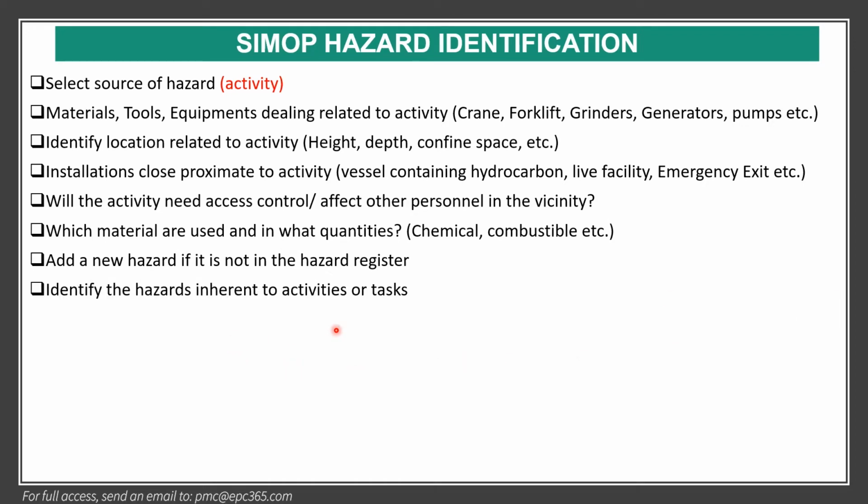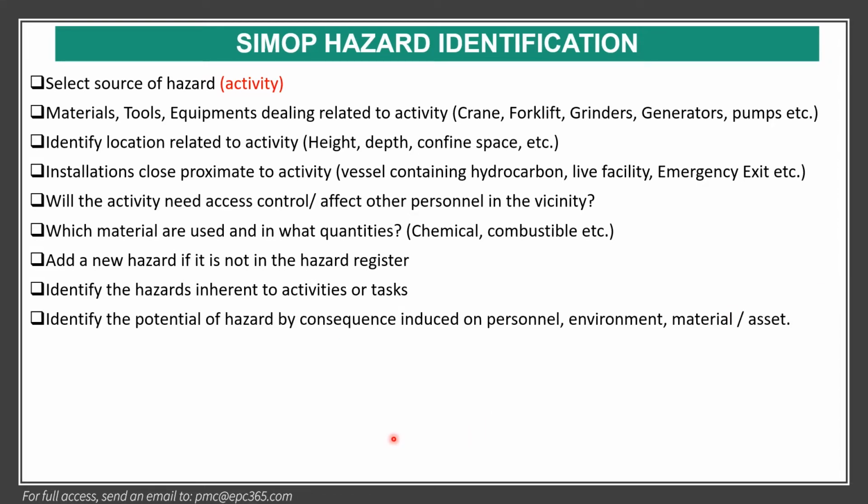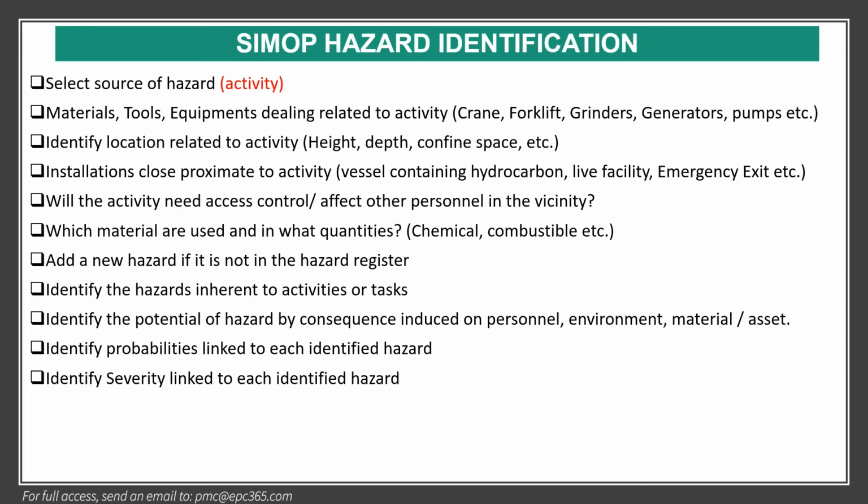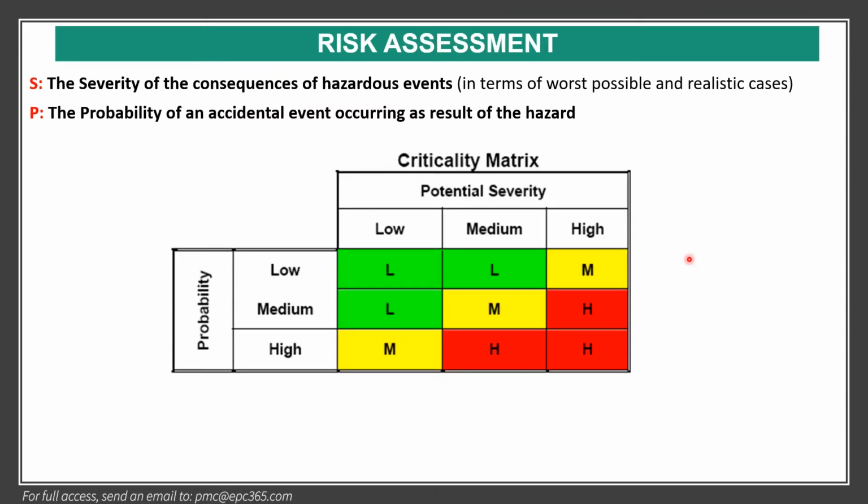Identify the hazard inherent to the activities or task. Identify the potential of hazard and consequence induced on personnel, environment, and asset. Identify probability linked to each identified hazard, identify severity linked to each identified hazard, and identify the risk linked to each identified hazard. So this is the probability, and this is the severity, and this is the criticality matrix. We make it very easy to do, and this is the high risk, which has to have a risk assessment done for the SIMOP areas.